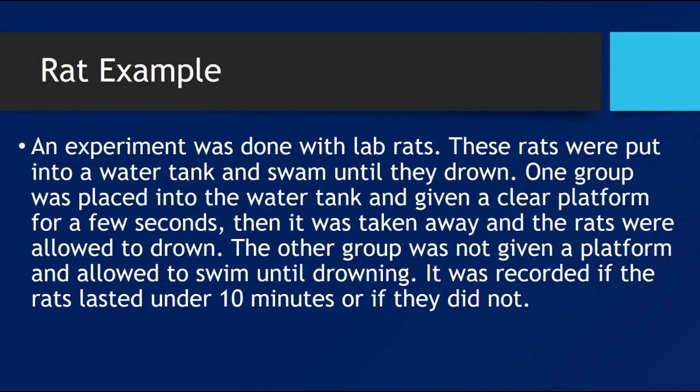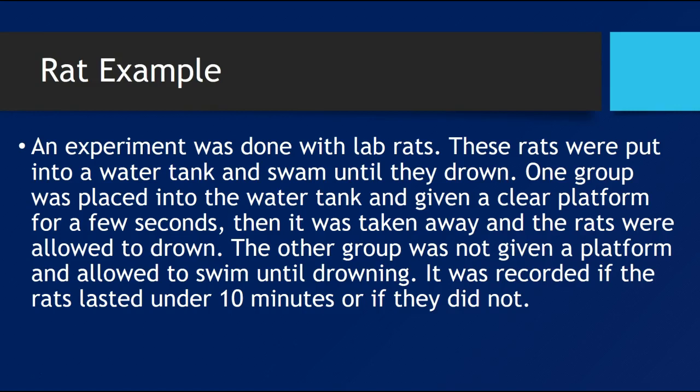Now the experimental group was given a platform. They were placed in the water tank, and there was this clear translucent platform that would come up. Again, it was a mechanical device. It would come up, and for a few seconds, the rats could stand on the platform without swimming. And then the platform was taken away, and the rats swam until they drowned. Now the control group was just placed in the water, and those rats swam until they drowned.